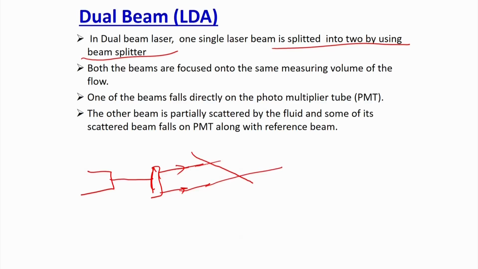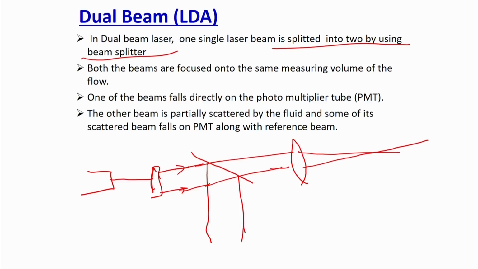Some light will go on this side, some light will come on this side. Now, these lights which are going here will again fall on a lens, and that lens will make it converge. It will again go to a lens, and then it will fall on the PMT. So, this is say PMT. So, this will again fall and go on the PMT.